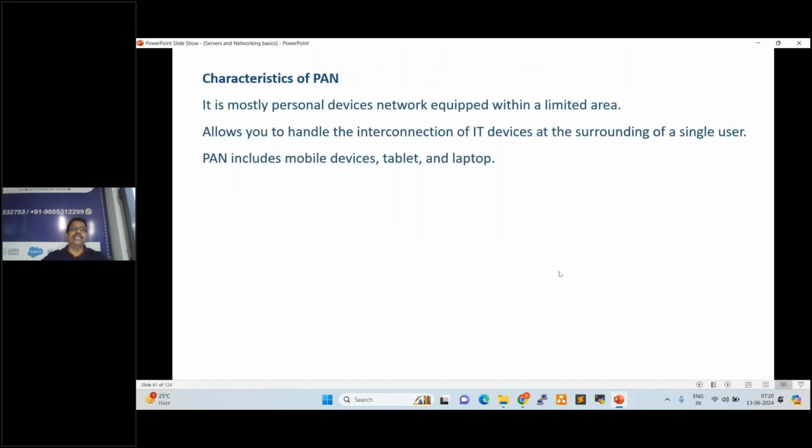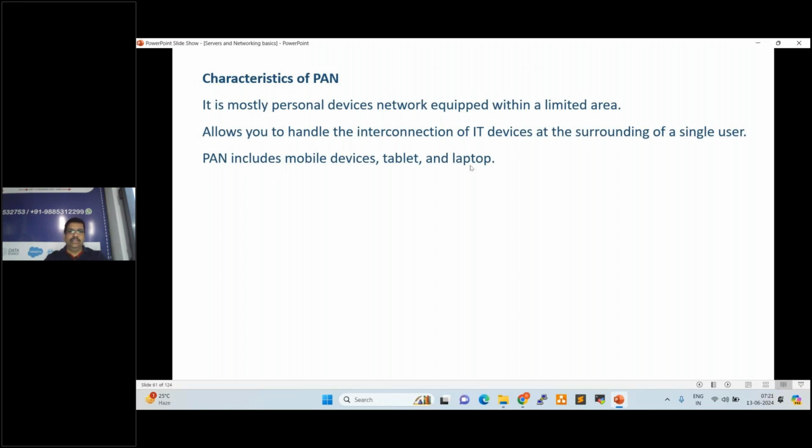It is mostly a personal device network equipped within a limited area, which allows you to handle the interconnection of IT devices at the surrounding of a single user. PAN includes mobile devices, tablets, and laptops. So around the person, within the room, within the floor only, this will work. There is a distance limitation here.